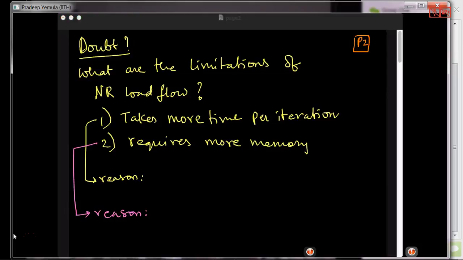So sometimes what happens, this could be like a general solution that we follow, or you can just read it from a textbook or something. In the textbook it says time taken per iteration is more. Okay, therefore time taken per iteration is more. But then why exactly is it more? Why does it take more time? And also compared to what? More time per iteration compared to what?